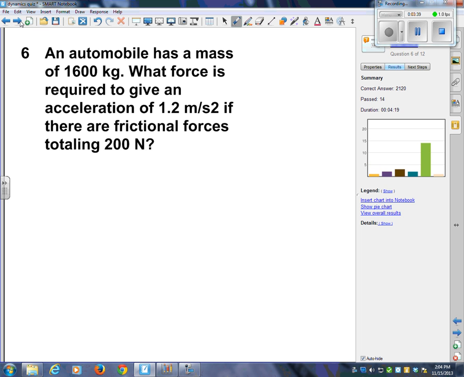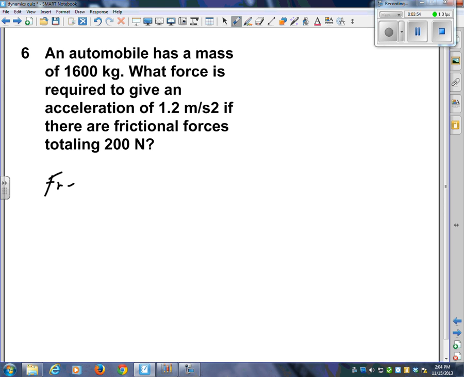Number 6, an automobile has a mass of 1,600 kilograms. What force is required to give an acceleration of 1.2 meters per second squared if there are frictional forces totaling 200 newtons? This, I think, is actually a 2-mark question, a 2-parter. F net is equal to MA. 1,600 times 1.2 is 1920. So the net force is 1920.